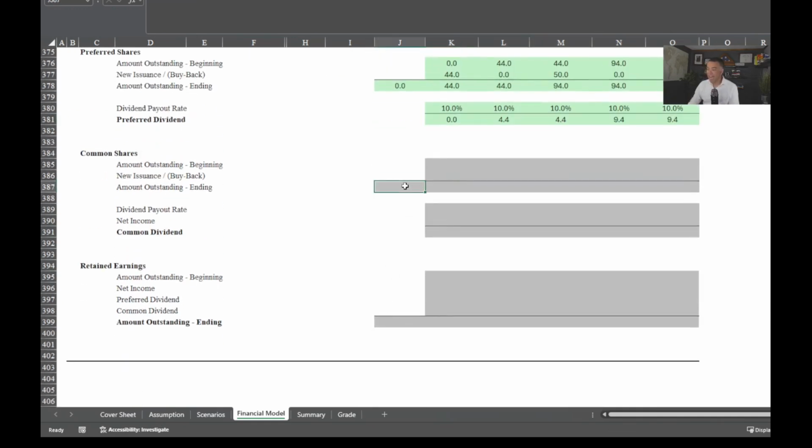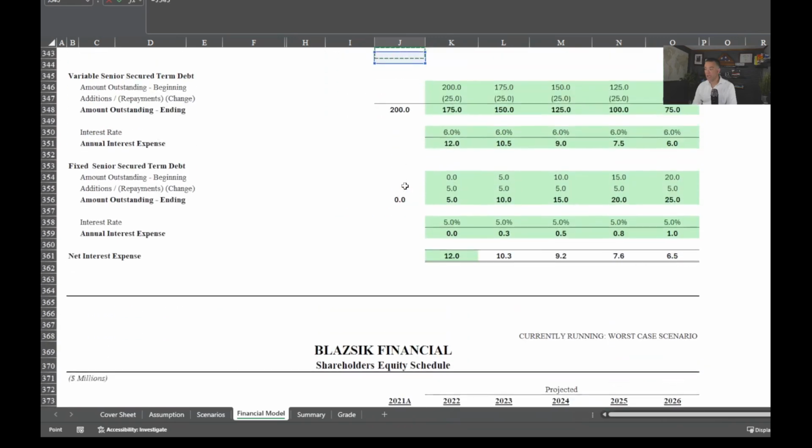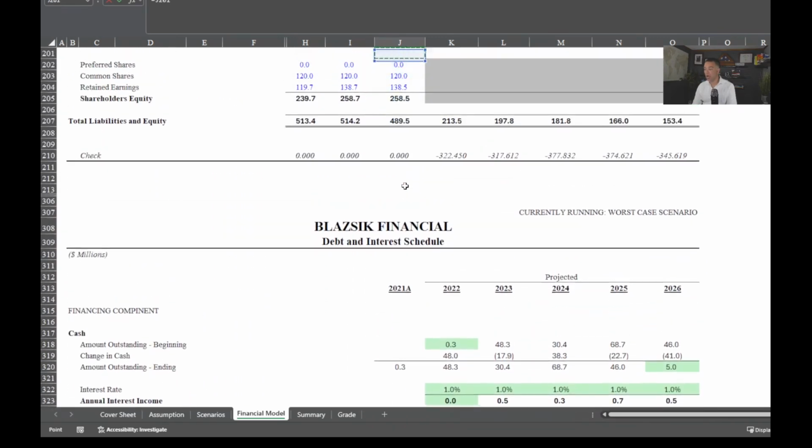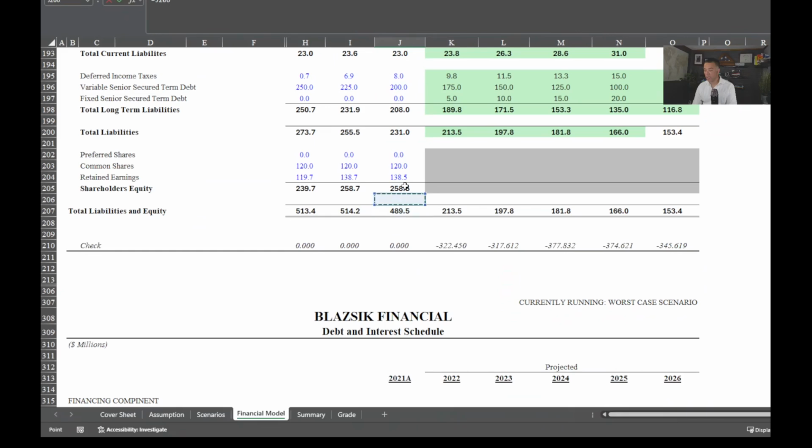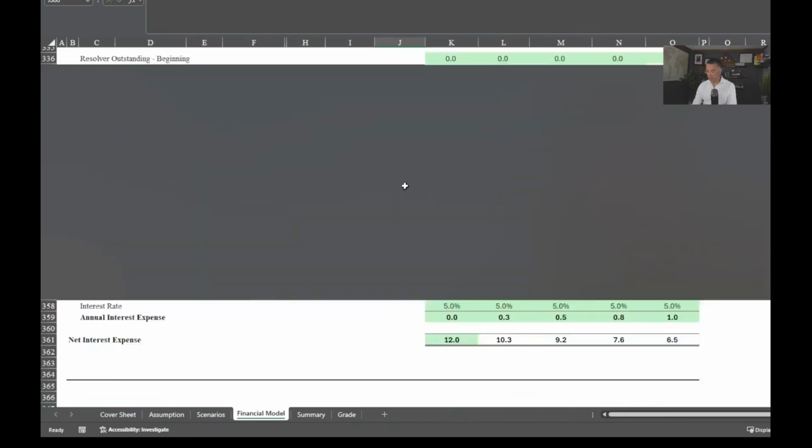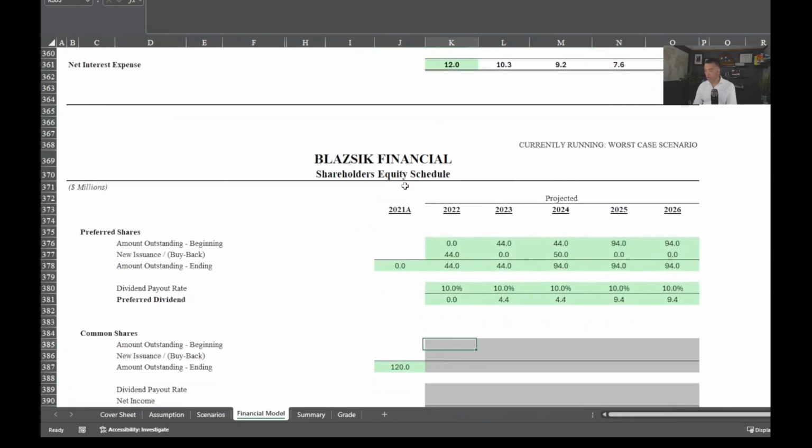Next, we want to do the common shares. Same thing: for the last recorded year, I'm going to go to the balance sheet and find out how many common shares outstanding there are. That's going to be found in the equity part of the balance sheet. That's 120. Then I'm going to do the corkscrew technique. The ending balance of the previous year becomes the beginning balance of the next projected year.